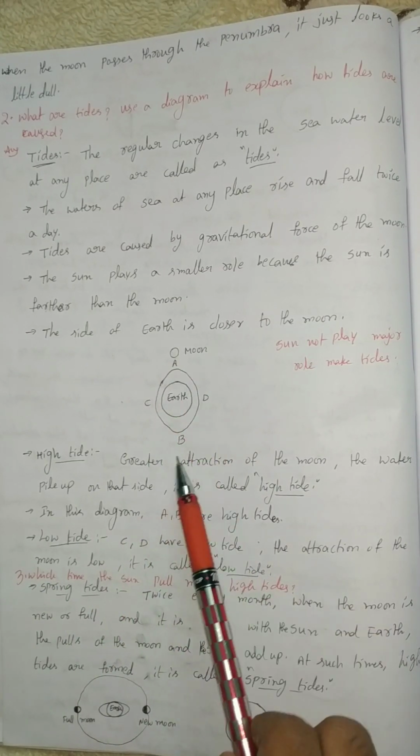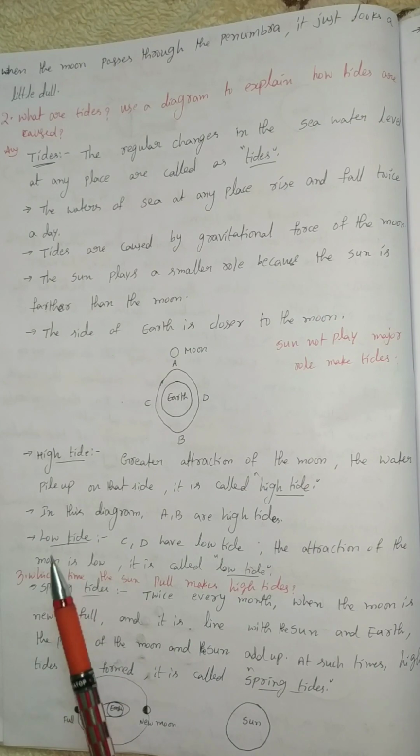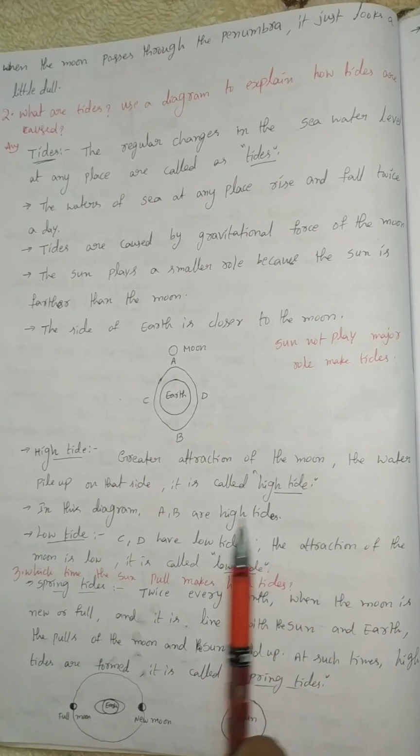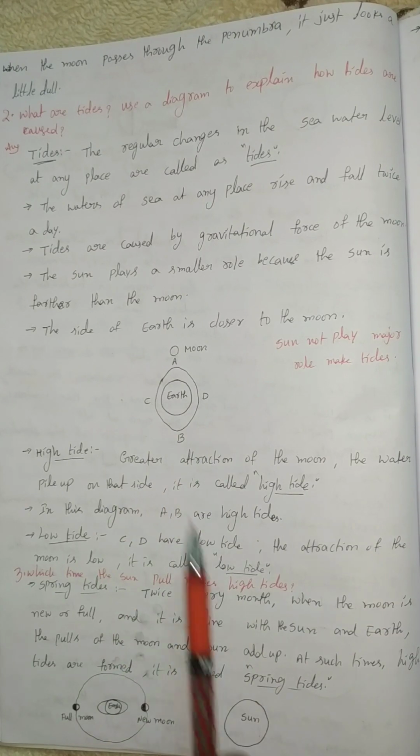In this diagram, A, B are the high tides. Low tide means C, D are the low tides. The attraction of the moon is low. So it is called low tide.